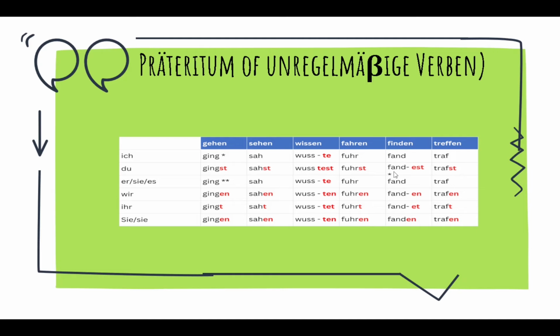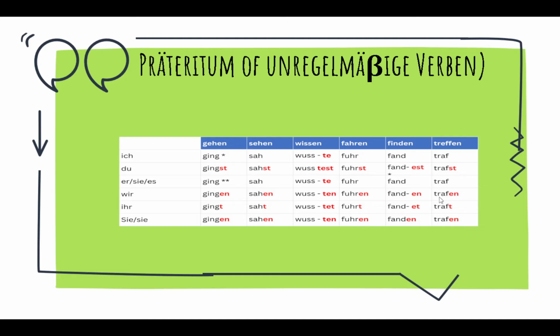Ich fand. Du fandest. Now you have extra E here because the root of the verb has D. Ich fand. Du fandest. Sie es fand. Wir fanden. Ihr fandet. Sie fanden. Okay? And our last verb here, treffen. Treffen means to meet. Ich traf, du trafst, sie es traf, wir trafen, ihr traft, sie trafen.